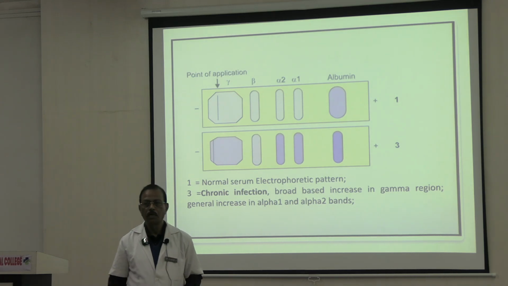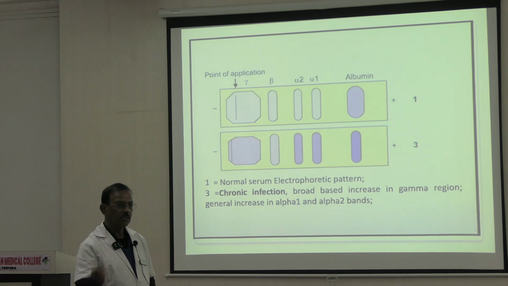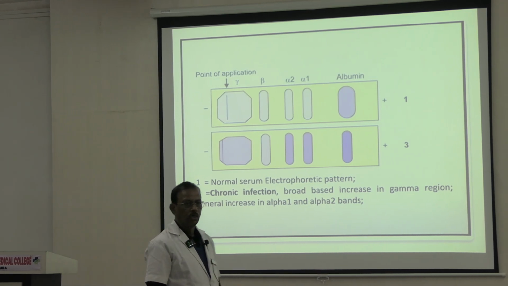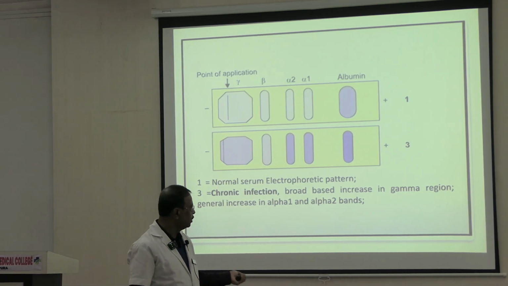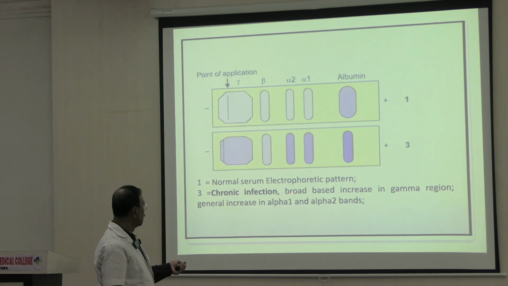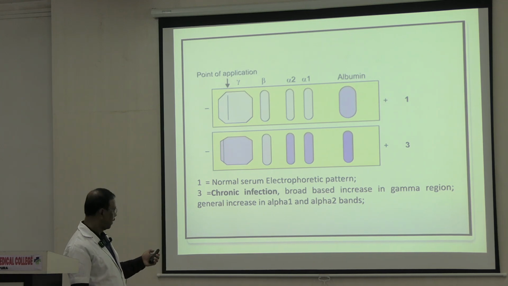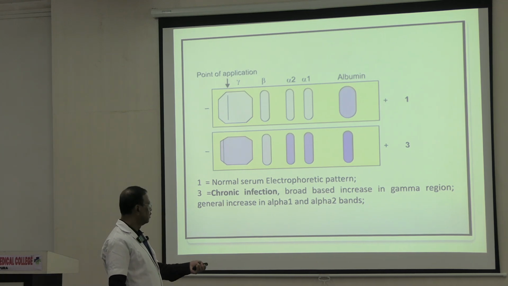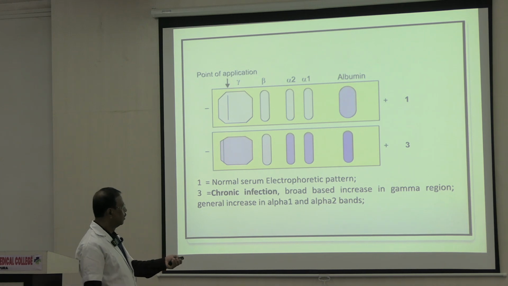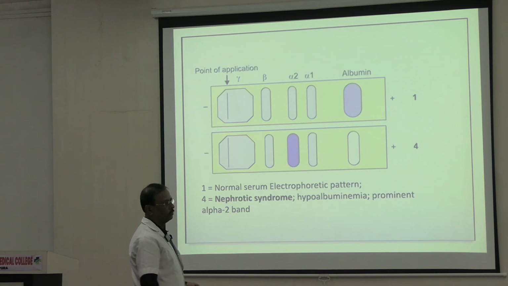In chronic infection, there will be increase of globulin synthesis. However, albumin goes down, globulin tries to fill up the space, so the globulin fraction will come up. So in chronic infection, alpha 1 and alpha 2 bands become a bit increased, and albumin may be reduced. Nephrotic syndrome.